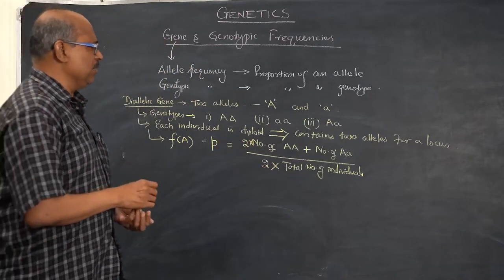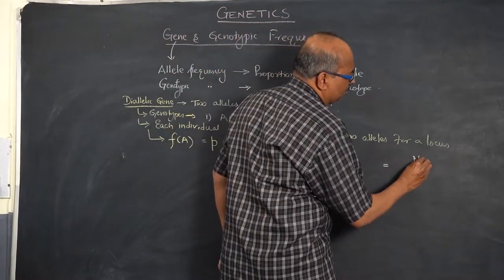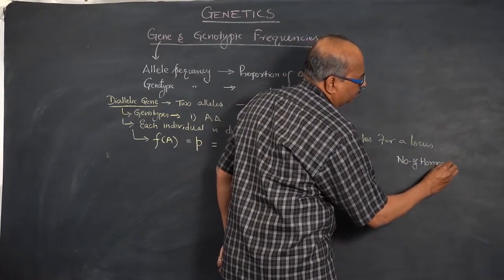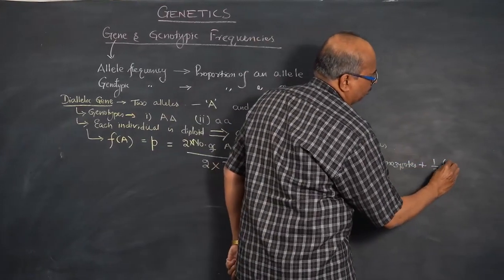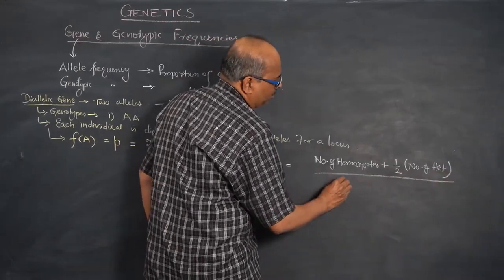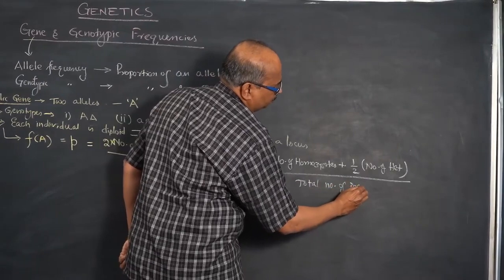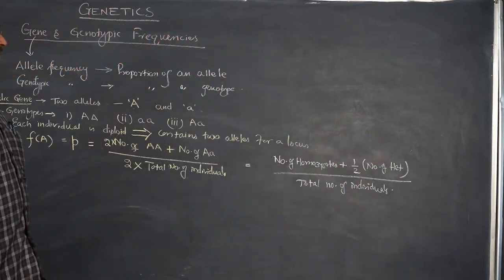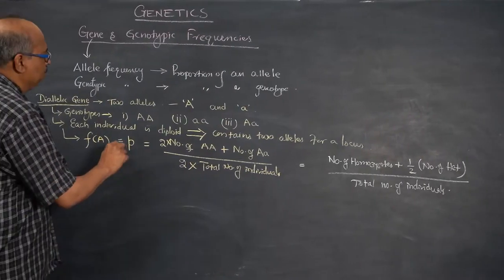Or if you make a relatively simple formula for exam purpose, number of homozygotes plus half the number of heterozygotes divided by total number of individuals. So this will give us the frequency of the dominant allele, which we have considered as P.